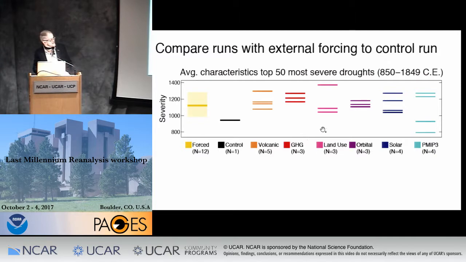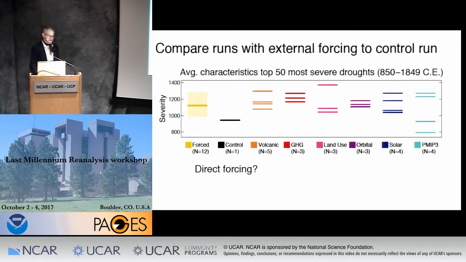As we look at the individual forcing factors here, we can't really pinpoint one individual forcing factor that appears to cause this discrepancy. It's not like volcanic is the one that does it. If we had greenhouse gas, it would all fall down here. They all seem to fall within the range of that fully forced run. So despite that, I think we still have something that we can try to get at here, which is to try to better understand these differences.